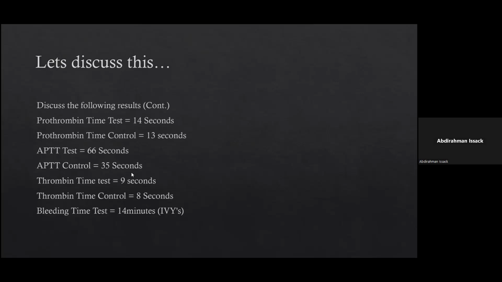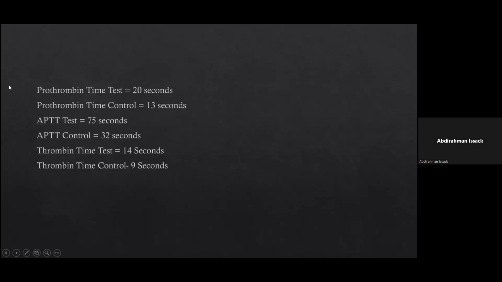Okay. Let's look at the second question. This one, the prothrombin time test is 20 seconds. The control is 13. Is this prolonged or within the normal range? Remember, when you're given such a question, you have to comment if they are prolonged or within the normal range before you answer the question. Okay, prolonged. Thank you all.